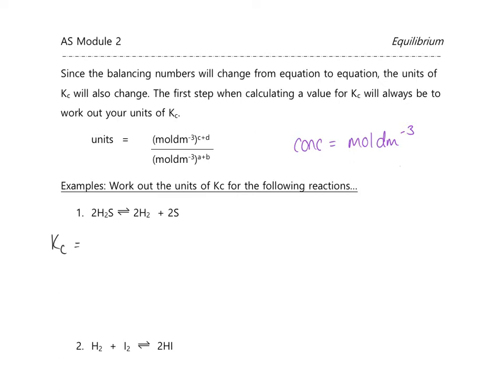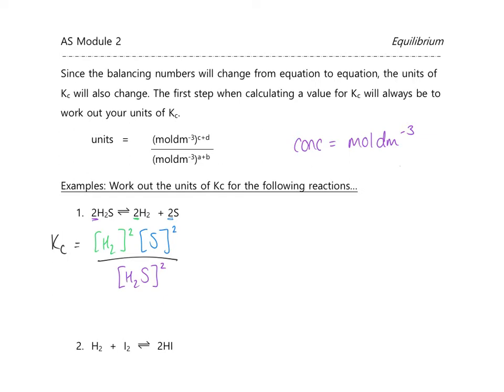Kc would be equal to, and I'm going to do these all in different colours for our units later on, the concentration of hydrogen, because that's our first product, and it's going to be squared because there's a balancing number of 2 in front there. That's going to be multiplied by the concentration of sulphur, and again that's going to be squared because of the balancing number. Then we have the concentration of our reactants on the bottom of our fraction. So it's the concentration of hydrogen sulfide, and again that's going to be squared because of the balancing number of 2 in front.